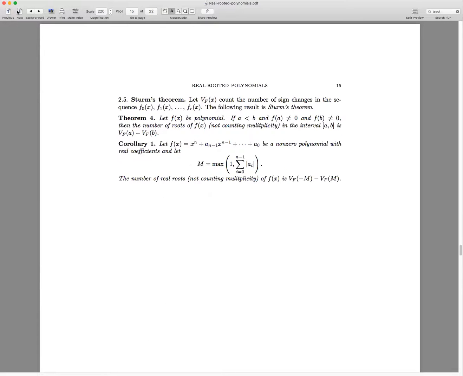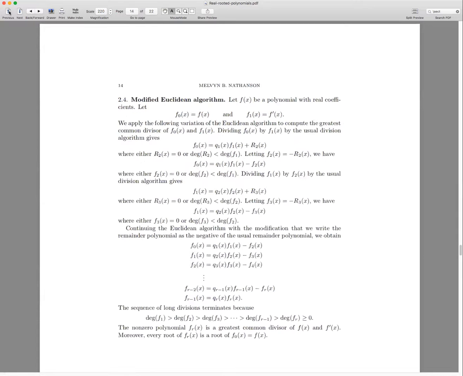So Sturm's theorem says, you build a sequence of polynomials. It's sort of a modified Euclidean algorithm. You take a polynomial f of x with real coefficients. You let f0 be f and f1 be the derivative of f.